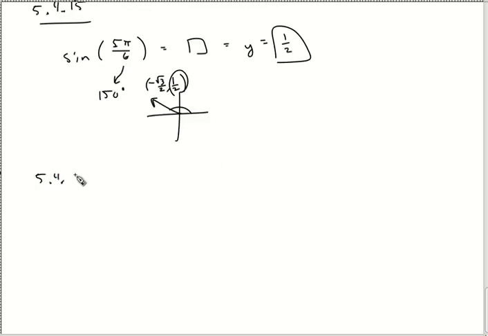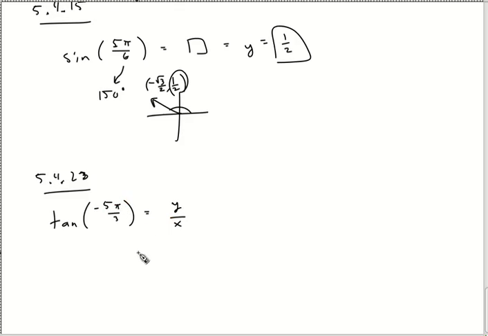You heard me. So I've got tangent of negative 5 pi over 3. And so what we have is, again, a y over x situation.